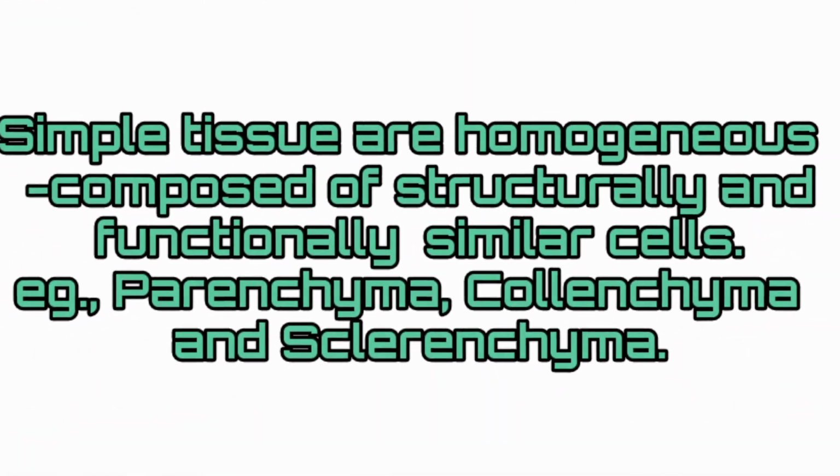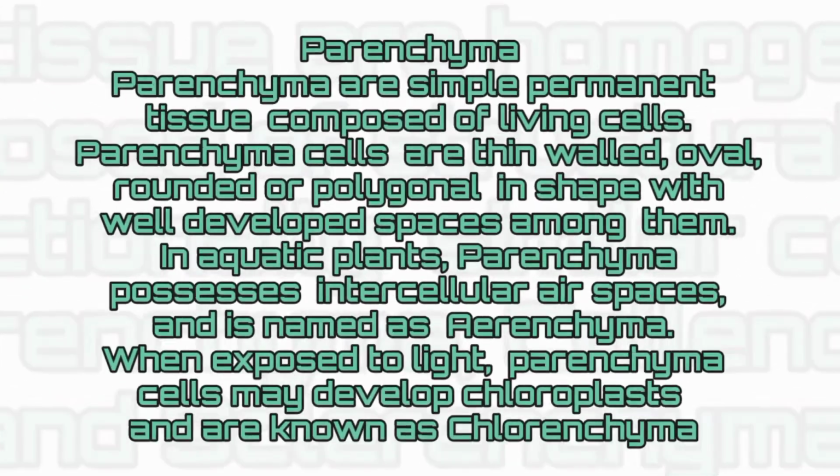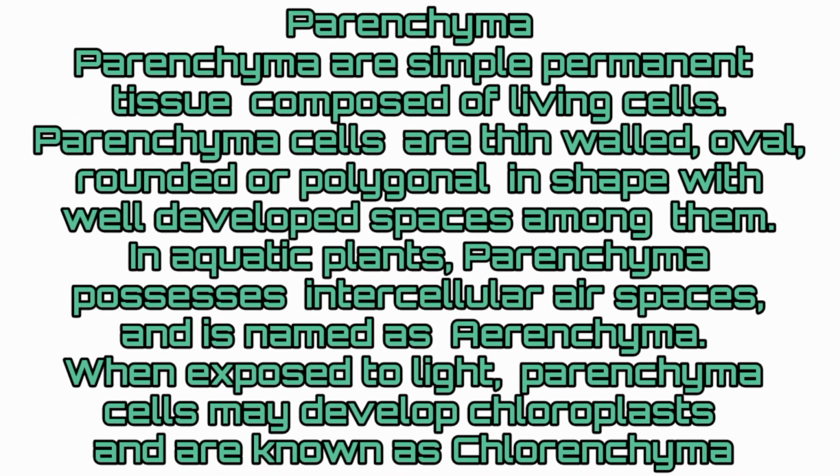Simple tissues are homogeneous, composed of structurally and functionally similar cells. Example: parenchyma, collenchyma and sclerenchyma. First one, parenchyma. Parenchyma is a simple permanent tissue composed of living cells. Parenchyma cells are thin-walled, oval, rounded or polygonal in shape with well-developed spaces among them.